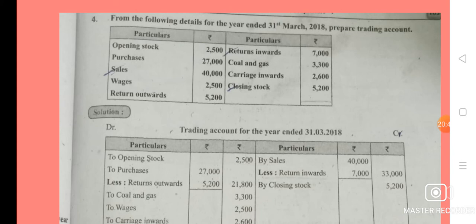You come to the debit side, opening stock appears on the debit side, so 2,500. Then purchases appear on the debit side, so 27,000 minus return outward, they have given, see. Return outward means purchase return. Okay? So from purchases we reduce the purchase return. So 27,000 minus 5,200 we get 21,800. Then wages 2,500. Then return inward.